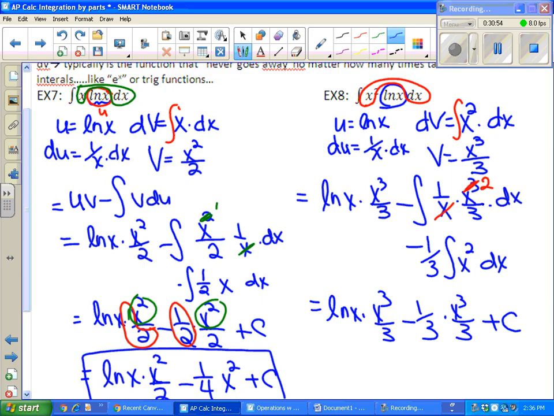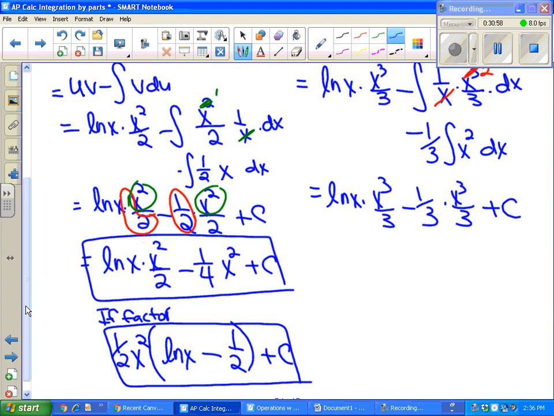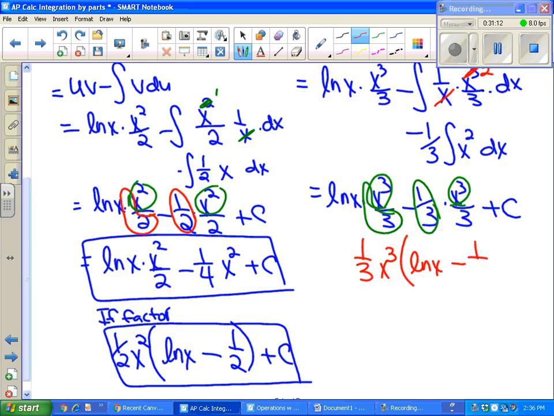Very similar to the last one. I hope that you see that if you wanted to factor out, what could you factor out? Well, they both have x to the third, and they both have 1/3. So if I factored out 1/3 x to the third, I would be left with natural log of x minus 1/3 plus c. Very similar examples. Hopefully, if you can do the first one, you can do the second one. In these cases, we were always looking for what's the easiest u to take.